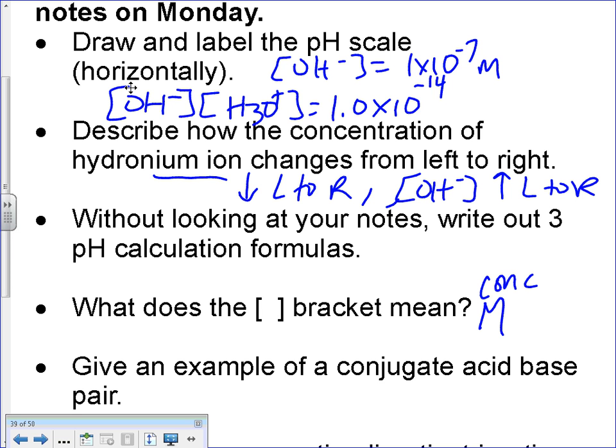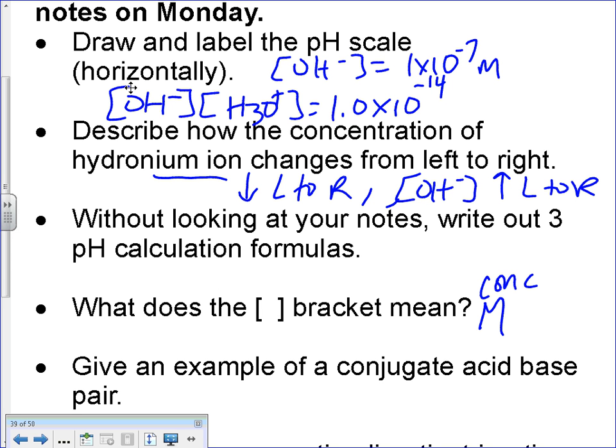How do you do that? Just like that. When you multiply numbers at 10 to an exponent, you add the exponents. That equals the total exponent over here. So if this is 1 times 10 to the negative 7, and this is 1 times 10 to the negative 7, 7 plus 7 is 14. That yields a pH of what? A pH of 7. How are you doing that in your head?